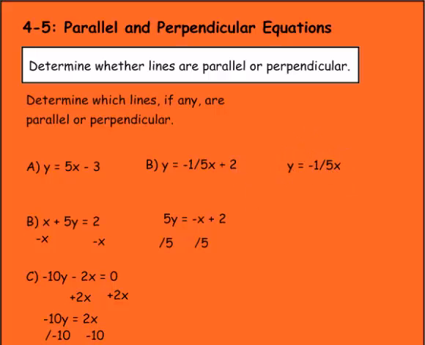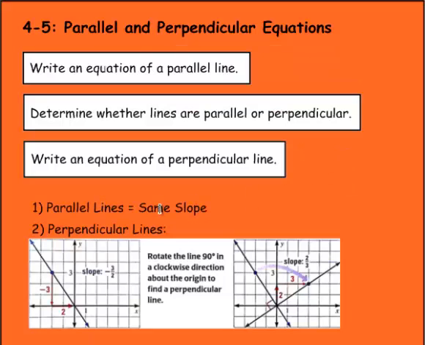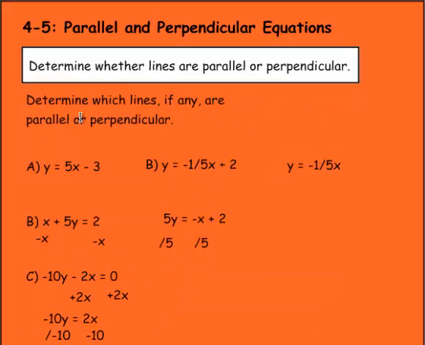If you remember that parallel lines are the same slope, perpendicular lines are a 90-degree rotation, so reciprocal and then negative. Let's take a look. Here I see same slope, right? Negative 1 over 5th, x. That would follow the same slope. So these two would be parallel. So I'd say b and c are parallel.